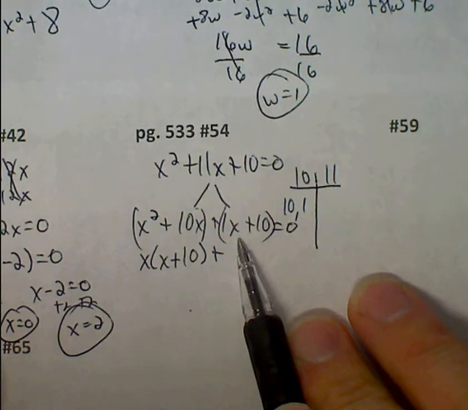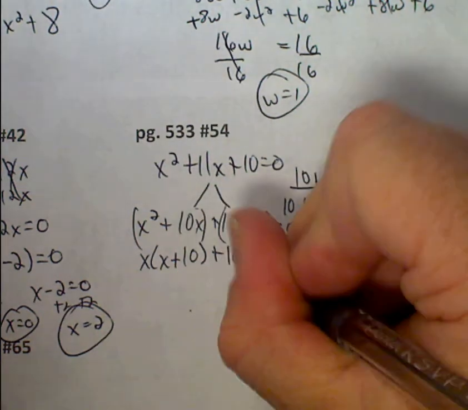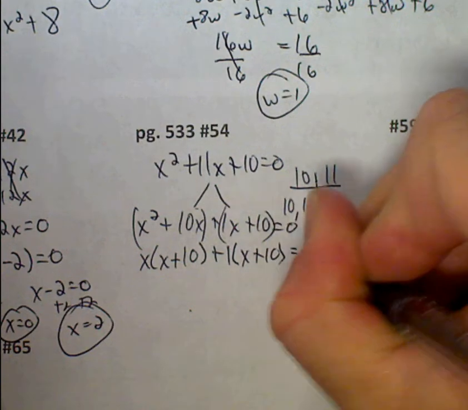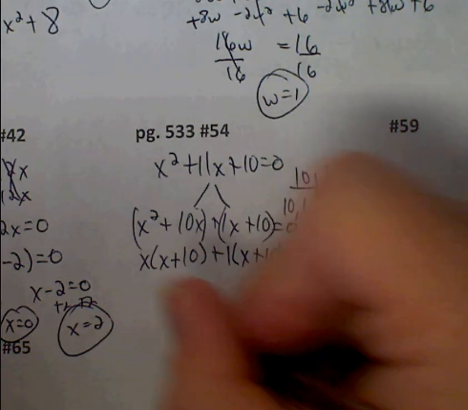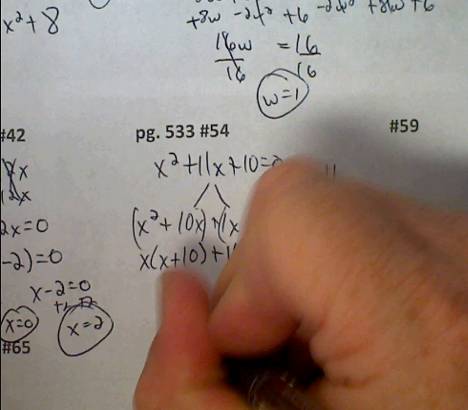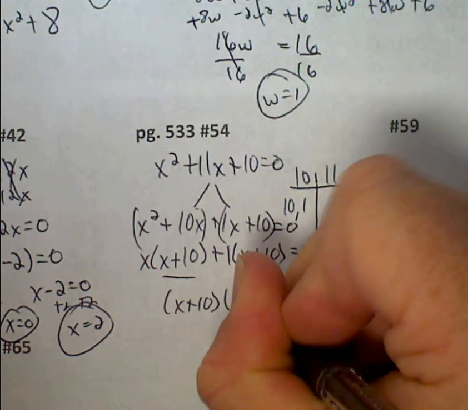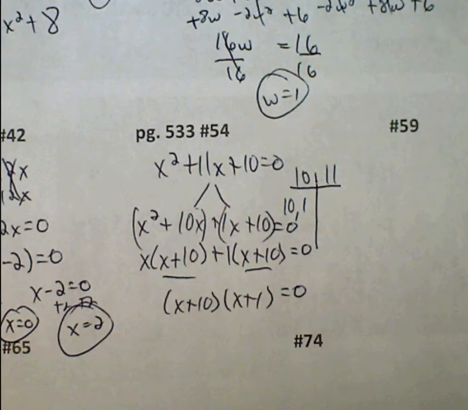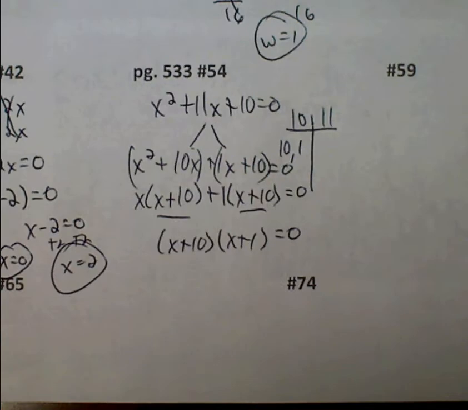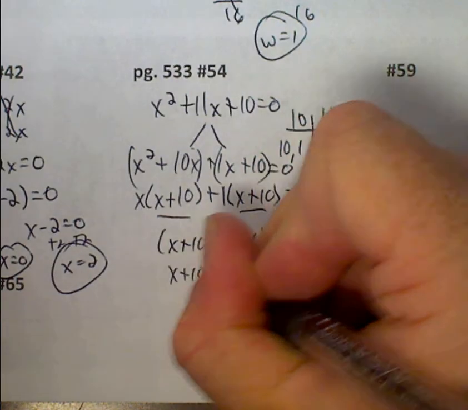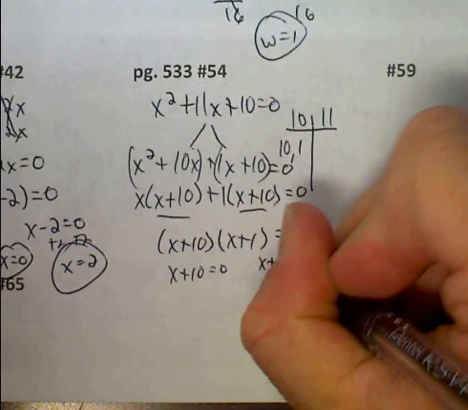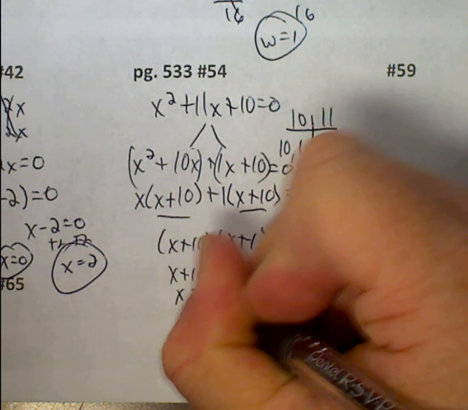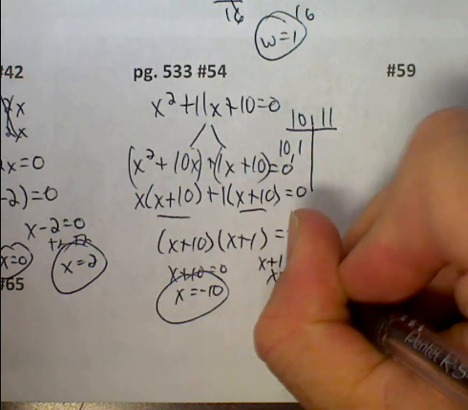I can't take anything out, but I can always take a 1 out. That's x plus 10 equals 0. These match, so I have x plus 10, and then I have x plus 1 equals 0. To finish the problem, I need to set each part equal to 0. So x would be negative 10, x would be negative 1.